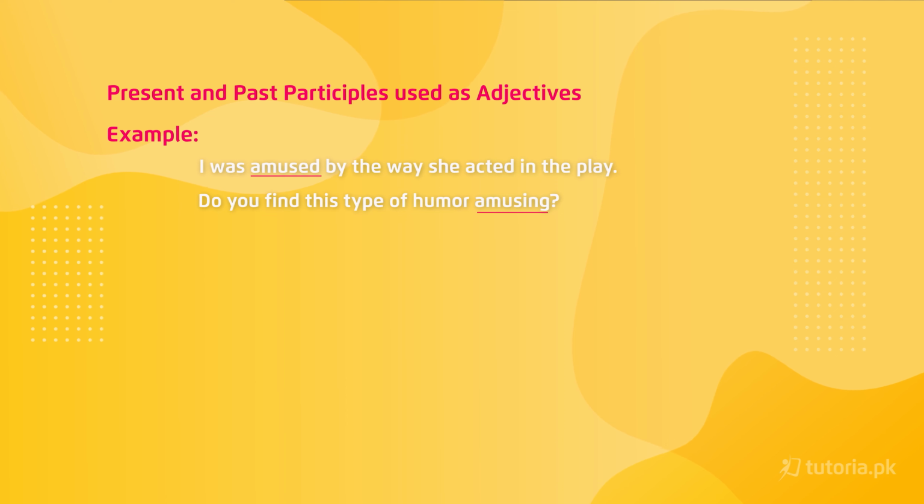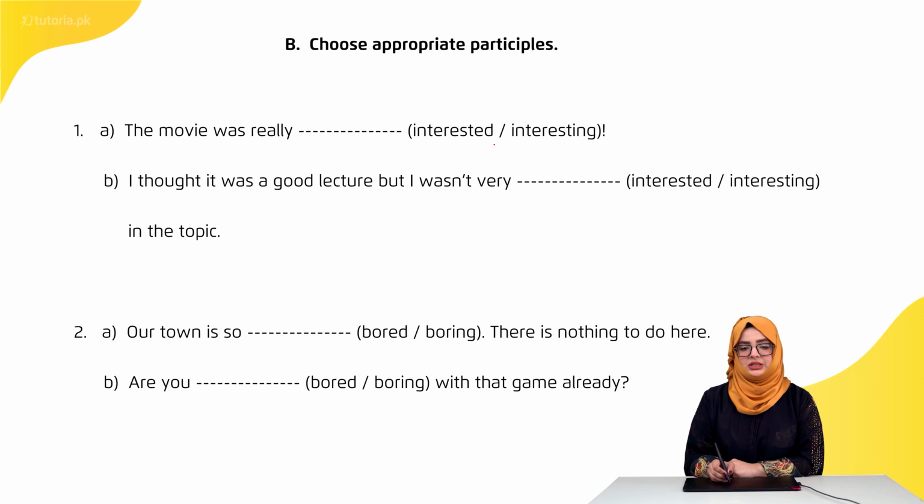Let's move on to exercise related to this grammatical topic, and in this exercise we have to choose appropriate participles. So the first is, the movie was really dash, and we have present and past participles. First is interested and then interesting. So the movie was really interesting. B, I thought it was a good lecture, but I was not very dash interested, interesting in the topic. So इसमें हम interested use करेंगे, which is past participle.